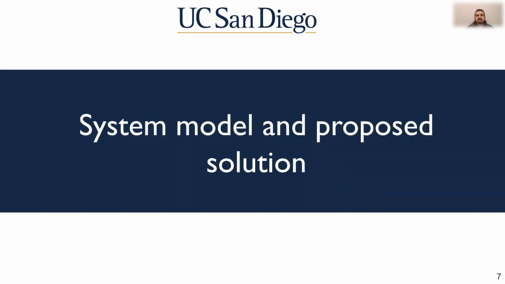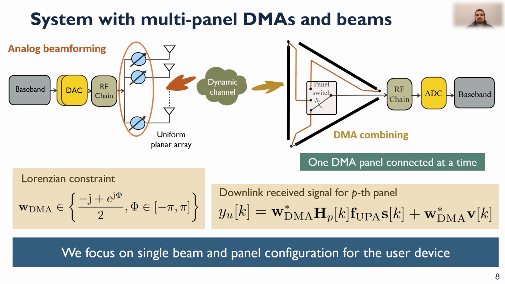Let's formally talk about the system model and proposed solution in detail. The system model consists of a base station. The base station consists of a uniform planar array, and it's connected to an RF chain with fully connected phase shifters. The beamforming at the base station is analog beamforming. And the UE side has three DMA panels, where one DMA panel is connected to the RF chain at a time. The panel switch occurs through a panel switching circuitry.